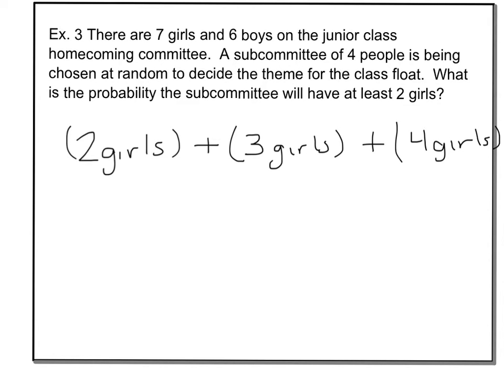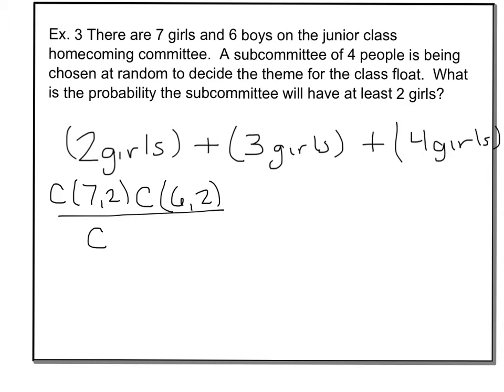For finding the probability of 2 girls, we have to use our permutation and combination information that we learned in section 2. At least 2 girls means out of the 7 girls, I need to choose 2. And if my committee has to have 4 people on it, that means I also need to choose 2 boys to make a total of 4 people on my committee. And over the probability of having a committee of 4 people out of 13 total students. That is the probability of at least 2 girls.